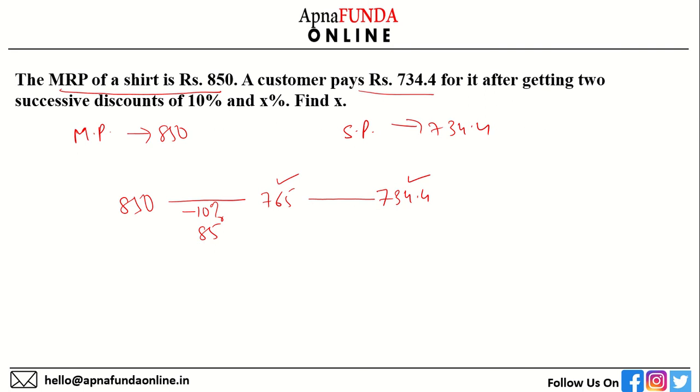So 765 minus 734.4 is 30.6. So discount percent will be 30.6 divided by 765 into 100. 4%. Easy question. I hope you have solved along with me. And this is the answer you have got.